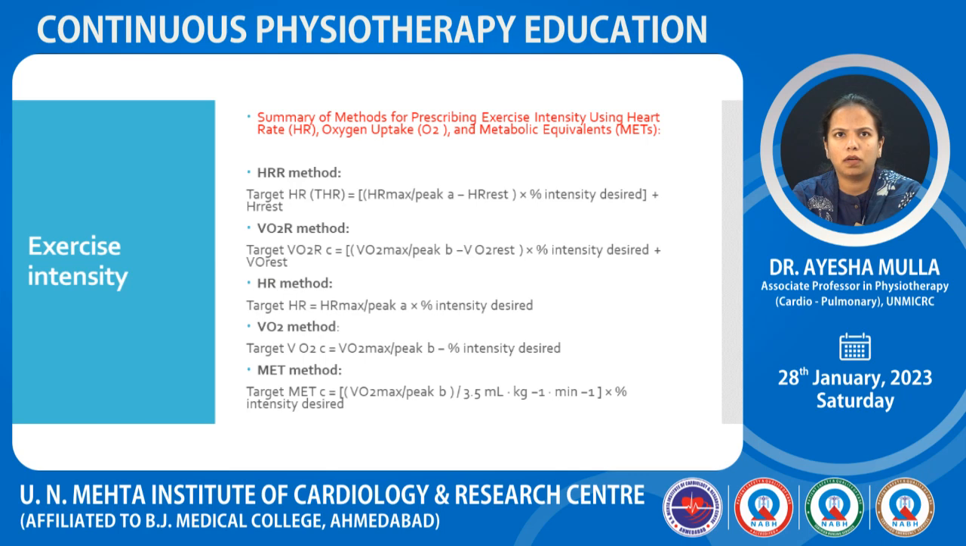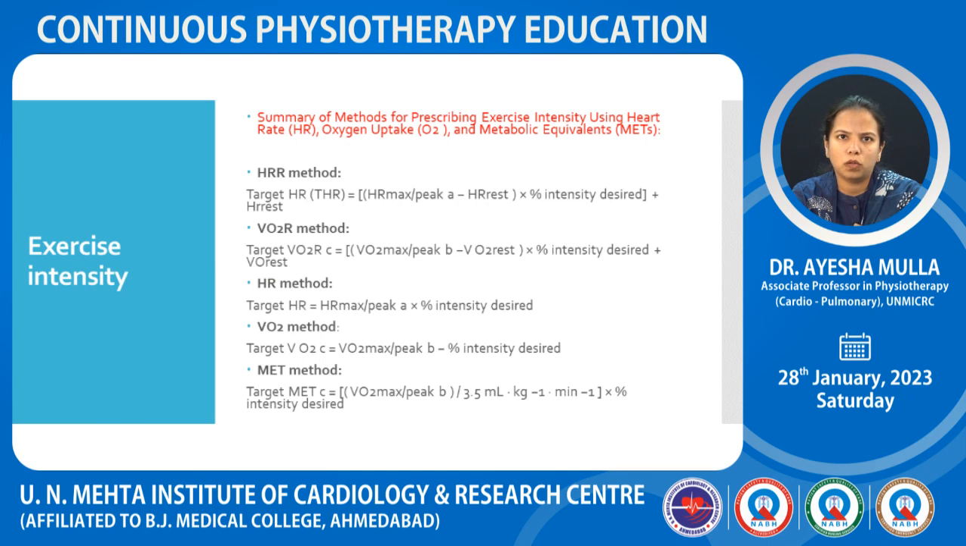First one is the heart rate reserve. For the heart rate reserve, we have to take HR max minus HR rest, times the percentage of intensity desired, plus HR rest. For VO2R, we have to take VO2 max minus VO2 rest, times intensity desired, plus VO2 rest. The HR method also includes the target heart rate, that is HR max times the percentage of the intensity desired. So directly we take the percentage of the HR max.